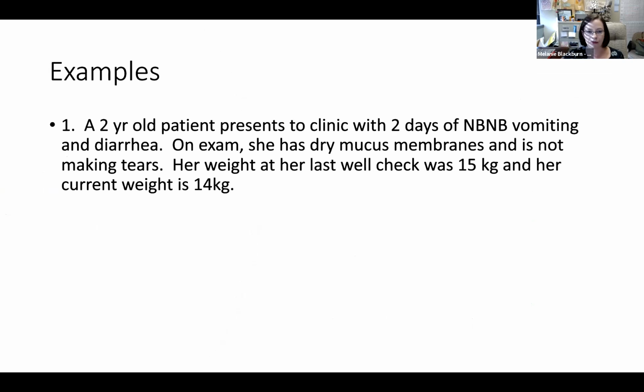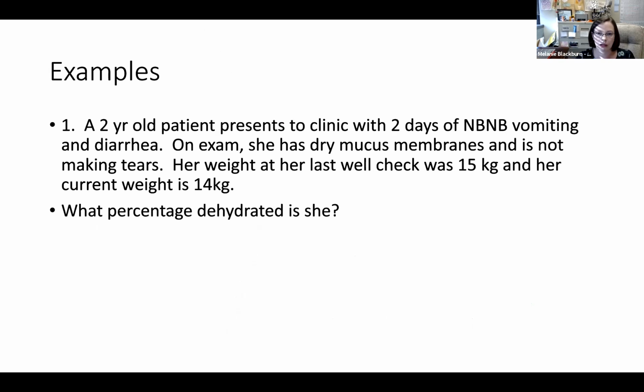All right, let's get to a few examples in our last few minutes that we have, and this is going to require some interaction. So we'll see how far we get. So a 2-year-old patient presents to the clinic with 2 days of vomiting and diarrhea. On exam, she has dry mucous membranes and is not making tears. Her weight at her last well check was 15 kilograms and her current weight is 14 kilograms. So the first question is, what percentage dehydrated is she?